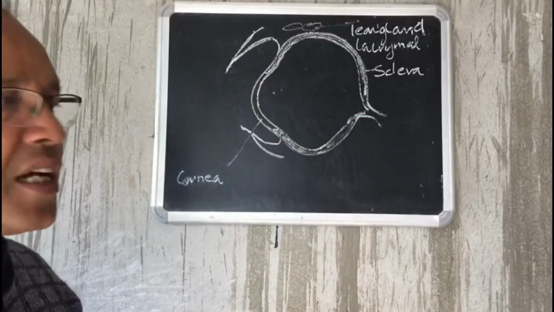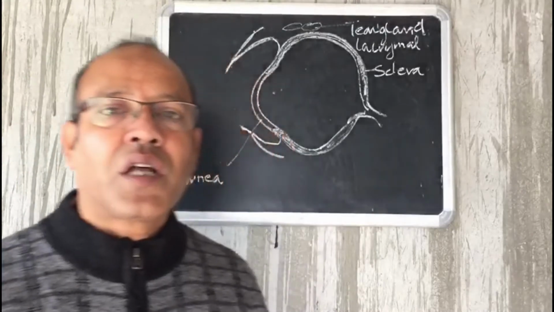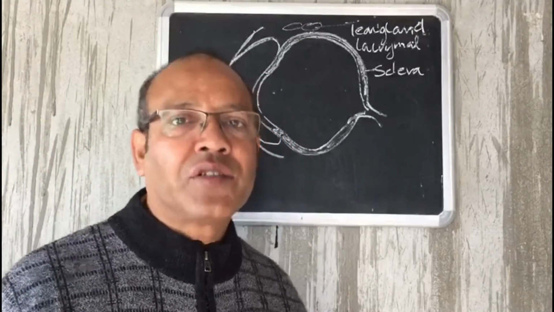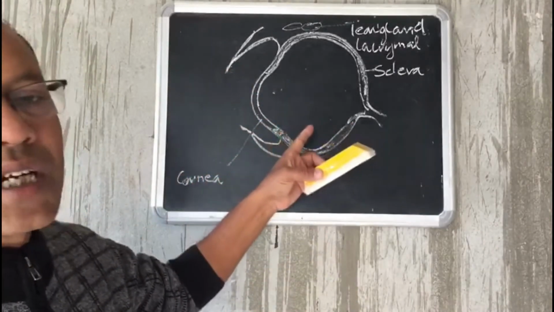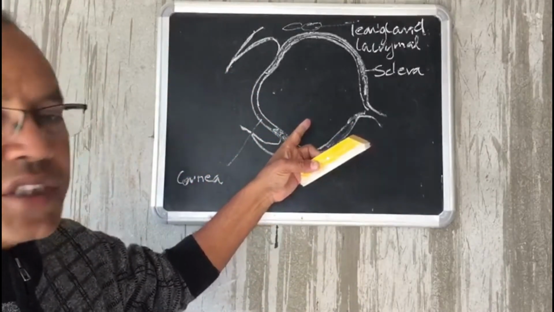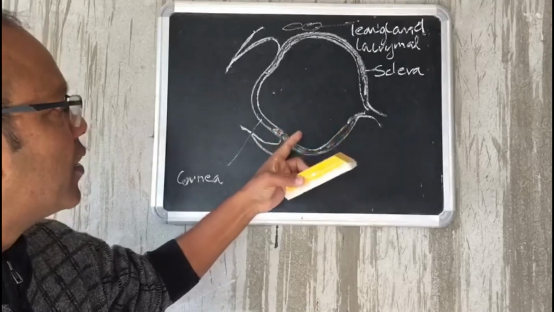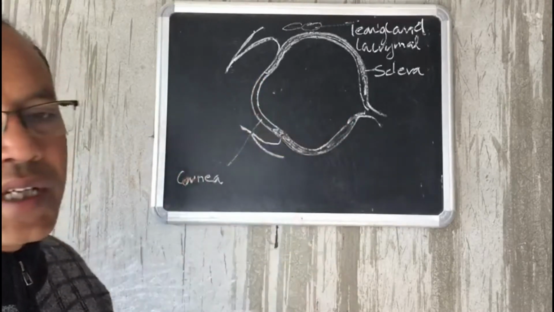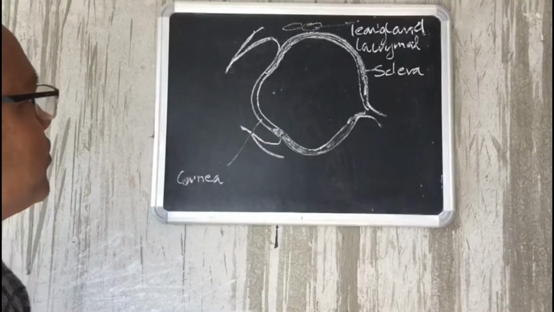I'm sure you understand. Opaque does not allow light to pass through, and transparent is the one which allows light to pass through. Because this is a photosensitive organ, light has to enter, so that is why in front the cornea is transparent.